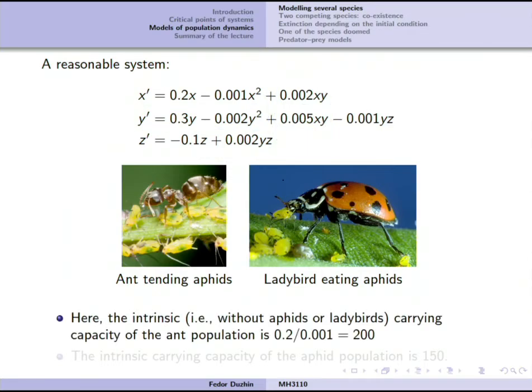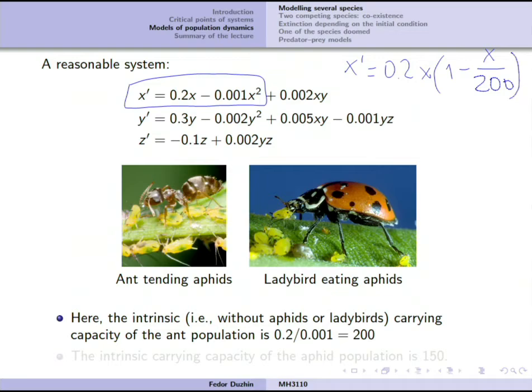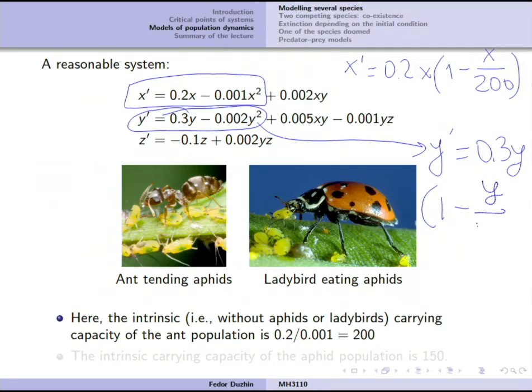And then you could try to calculate the intrinsic carrying capacity of the ant population, which means you would have to rewrite this. And apparently this is x prime equals 0.2x, which is taken out, times 1 minus x over 200. I guess it is true. And same thing here. If you try to rewrite this in the logistic form, then this would be y prime equals 0.3y. Then we take out 0.3 times 1 minus y over 150. So which means that 150 is the carrying capacity of the aphid population.